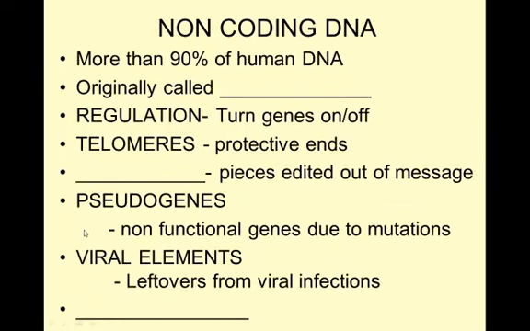We talked a little bit about regulatory sequences on DNA, and that leads us to the idea of non-coding DNA. Not all the DNA that is part of the genome actually codes for proteins, actually carries information that's going to be turned into a message. And the majority, in fact, almost 90% of human DNA, is what we call non-coding DNA. Originally, we called it junk DNA, because scientists really thought it was extra, it wasn't really important.